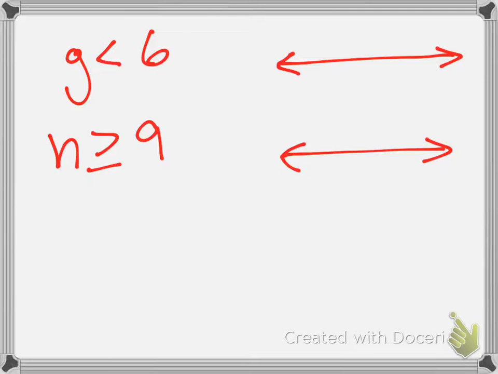Here are 2 problems. Who would like to read the first one for me, Gore? G is less than 6. Emerson, read the second one for me. Perfect. N is greater than or equal to 9. I made it an H, but let's make it an N. So, when we're plotting inequalities, what is the thing that we have to remember when plotting inequalities? Lucy.